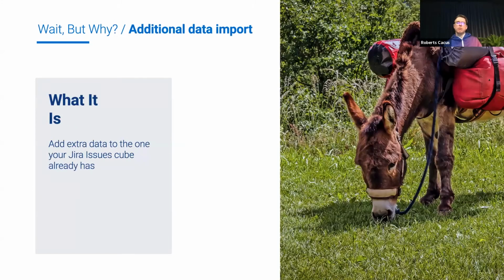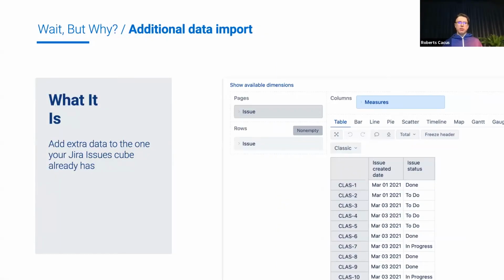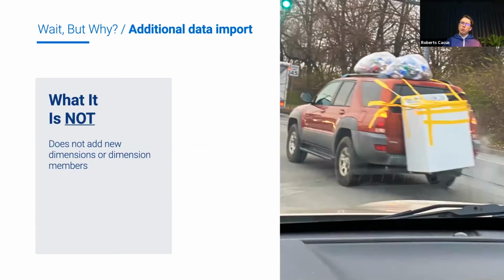As the name implies, you can import additional data into the data you already have in the Jira issues queue. But what is the additional data? And the existing one? The extra data you can add to the Jira issues queue are dimension member properties and measures. The existing data are the dimensions and their members to which you tie the additional data. So it's not a way to add new dimensions or dimension members.